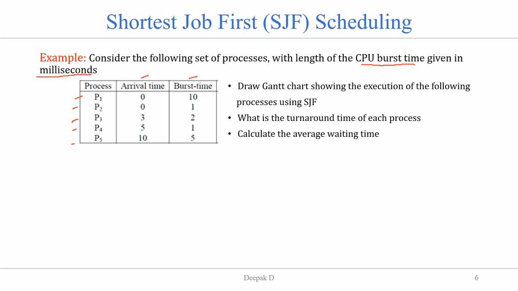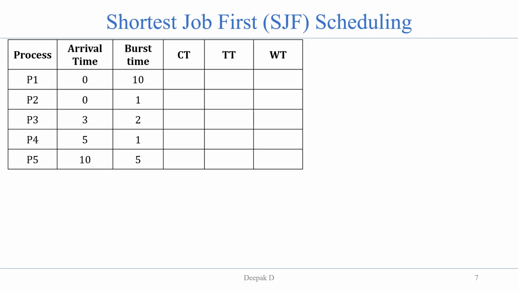So what do you need to identify? You need to draw the Gantt chart showing the execution of the processes using SJF, and also the turnaround time of each individual process, and also calculate the average waiting time. Let's see how to solve this problem. So let's start with the problem. First we shall draw the Gantt chart. That is what we wanted to identify.